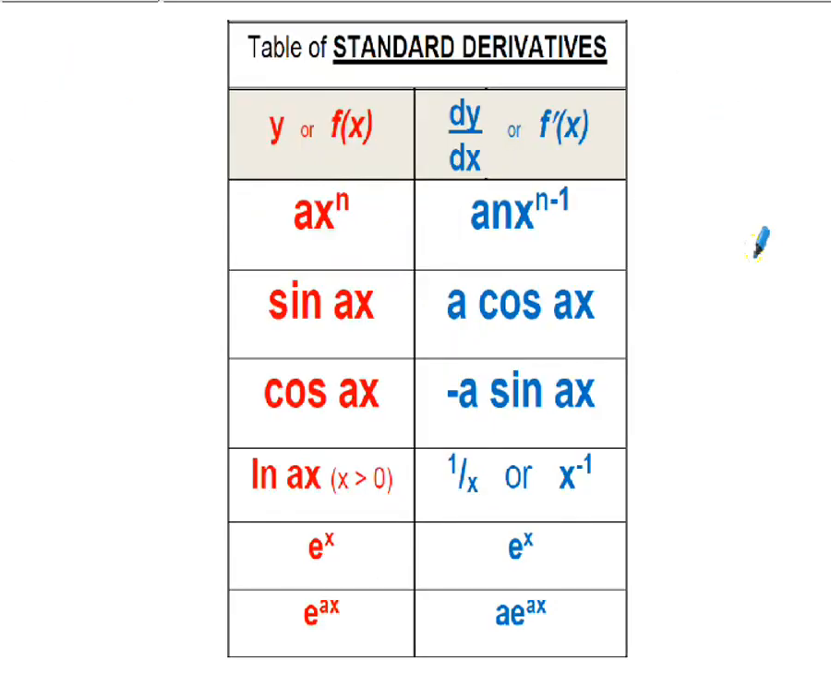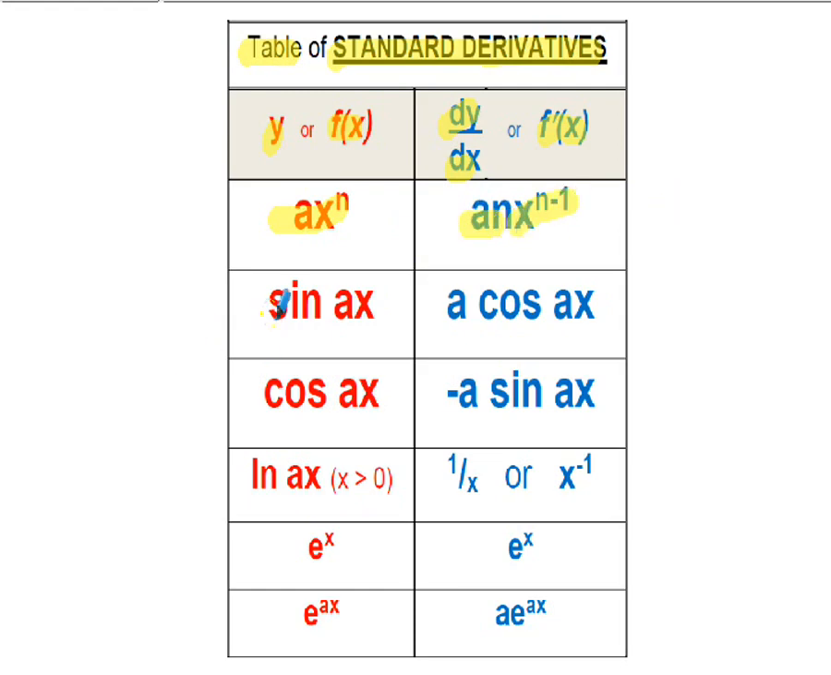So drawing together the information from the previous slide, we can actually produce what's called a table of standard derivatives. On the left-hand side of the table, I have the y, or the function of x, and on the right-hand side, I have the dy by dx, or the function dash x. So now we know that if we have a polynomial of y is equal to ax to the n, the differential coefficient dy by dx is a times n times x to the n minus 1.